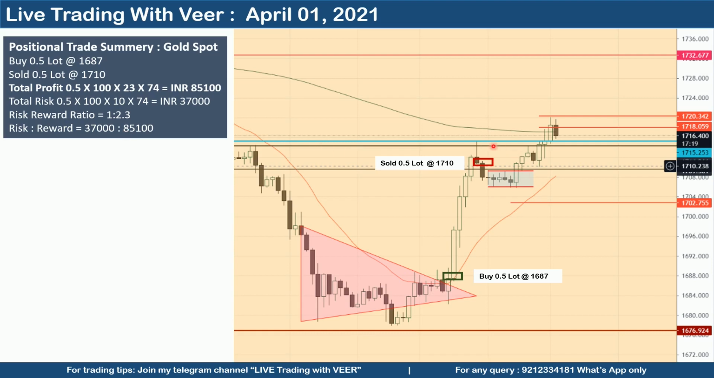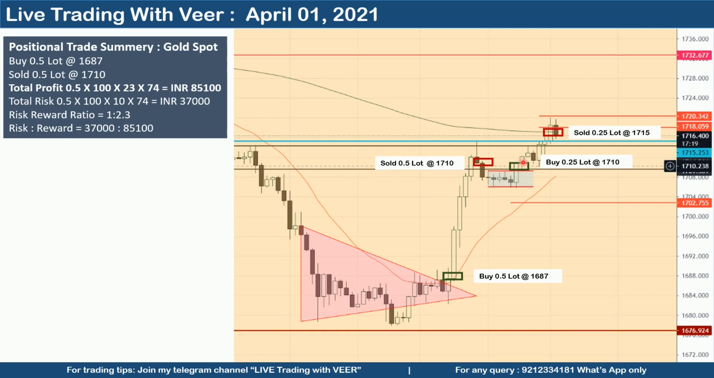After this the market went into a trading range for around 6 hours, so it was very difficult to make money in this channel. When it came out of this channel, I took one more trade in my live trading session with Veer. I bought 0.25 quantity at 1710, and I sold the same quantity at 1715 at this point.